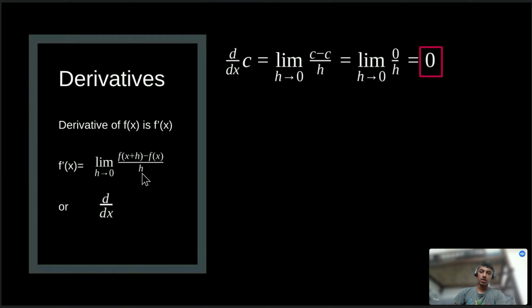Let's say your function is just a constant, so d divided by dx of c. That just equals 0, and as you can see here, f of x plus h minus f of x for this function is just c minus c, which equals 0, divided by h. And because h is approaching 0 and not equaling 0, this just equals 0. No division by 0 in this case.